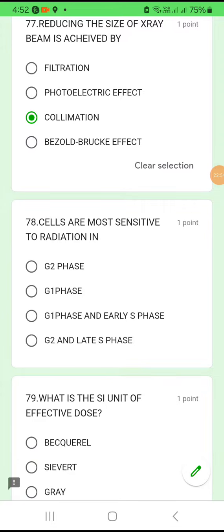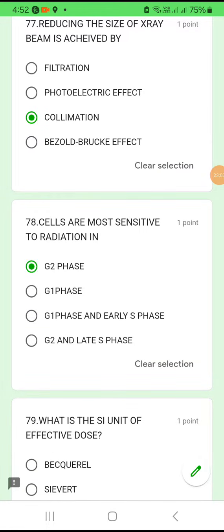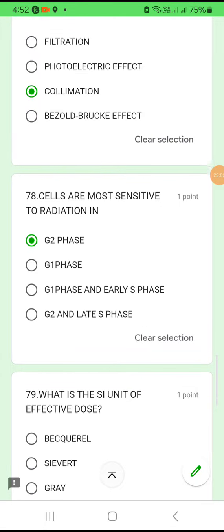Cells are most sensitive to radiation in which phase? G2 phase or G1 phase or both? It is most sensitive in G2 phase. Okay, cells are most sensitive to radiation in G2 phase of the cell cycle.